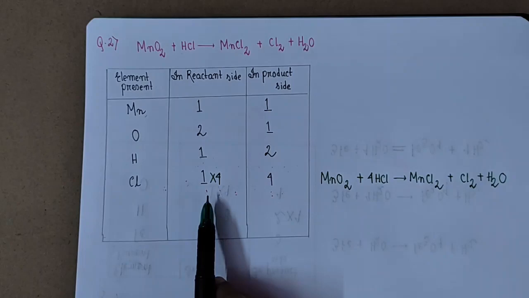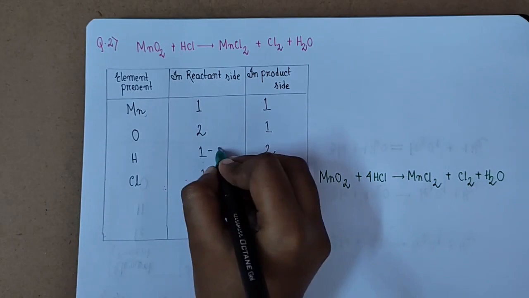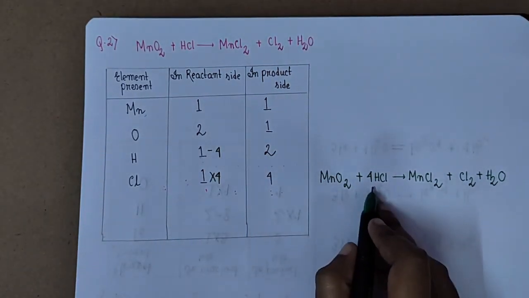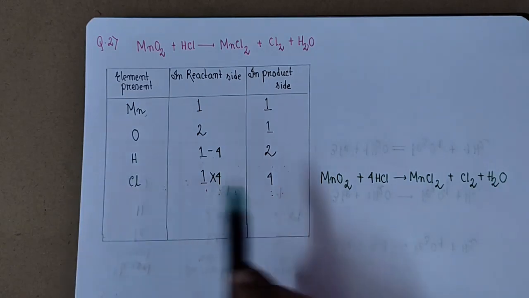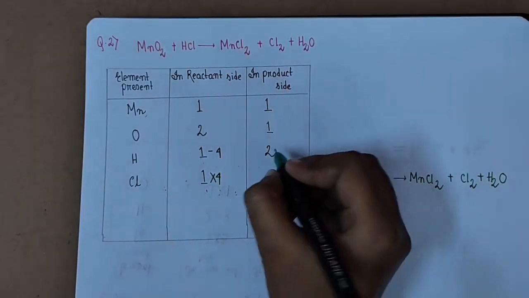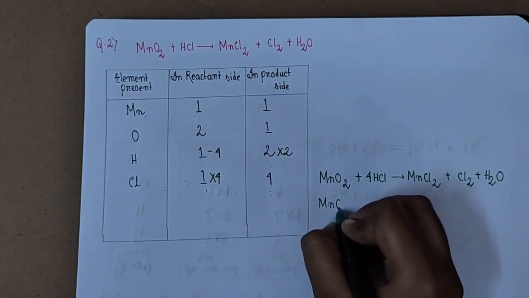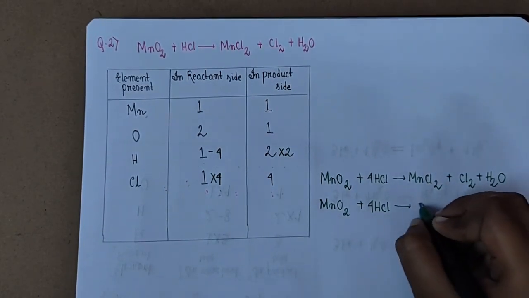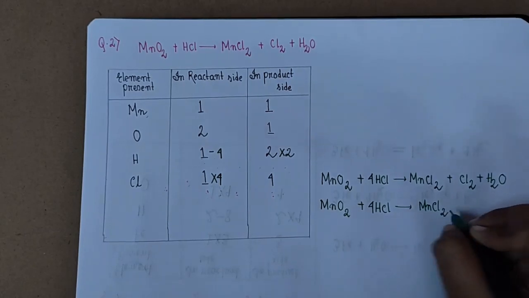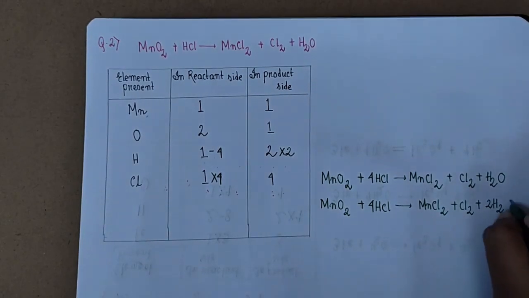Now the number of atoms of hydrogen in the reactant side is 4. Now this is 4 as you can see, but in the product side this is still 2. Then how to balance this equation? That means these hydrogen atoms, we will multiply the product side hydrogen with 2. So what should we get now? Now MnO2 plus 4HCl, this is MnCl2 plus Cl2 plus 2H2O.